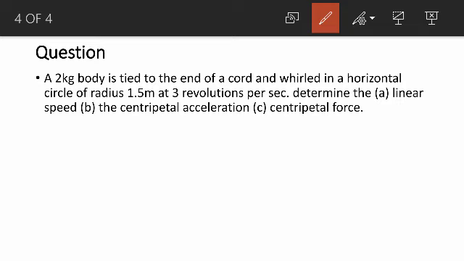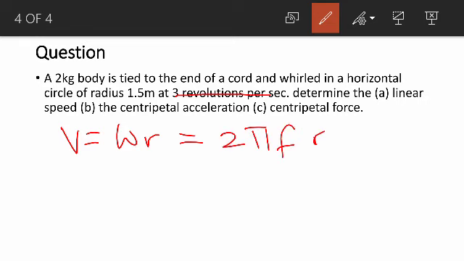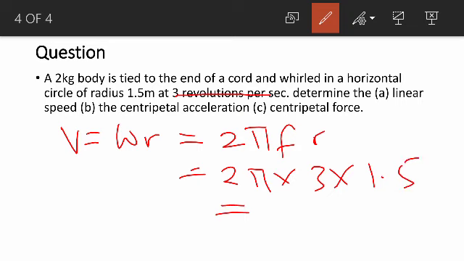First of all, the linear speed v is equal to omega r. But we are not given omega, we are given frequency. We can still write that as 2 pi f times r. So that will give us 2 pi times the frequency, which is 3, then multiplied by r, the radius, which is 1.5. That gives us 9 pi meters per second. So with that we can now find the next quantity.